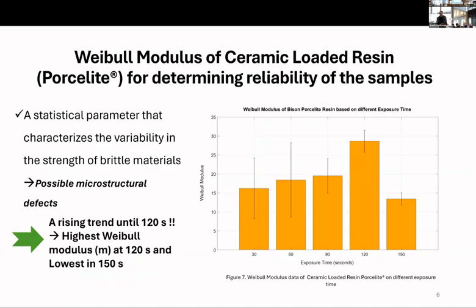There are definitely multiple things happening, right? When you increase the exposure time, even if your layer thickness is the same, and you're way past the exposure time that is required to form that layer, your strength keeps increasing. But if you overdo it, the modulus stays about the same, the flexural modulus, but the Weibull modulus drops, so you start getting more defects essentially.